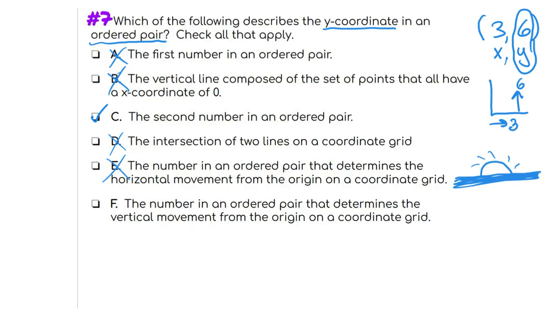F, the number in an ordered pair that determines the vertical movement from the origin on a coordinate grid. So vertical is up and down. Think of that V as an arrow, the beginnings of an arrow that goes up and down. And so 6, yes, is the vertical movement because we would go up to 6. And so F is the other one. Correct answers, C and F.